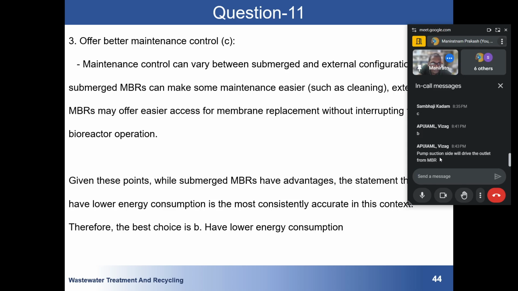Pump suction will drive the outlet from MBR. Yes, so it's kind of applying pressure. We are applying pressure from one end, or we can create a suction, and in that way there will be a pressure difference, and the water will be moving from one side to the other side. So yes, you are saying correct. The pump suction side will drive the outlet from MBR.